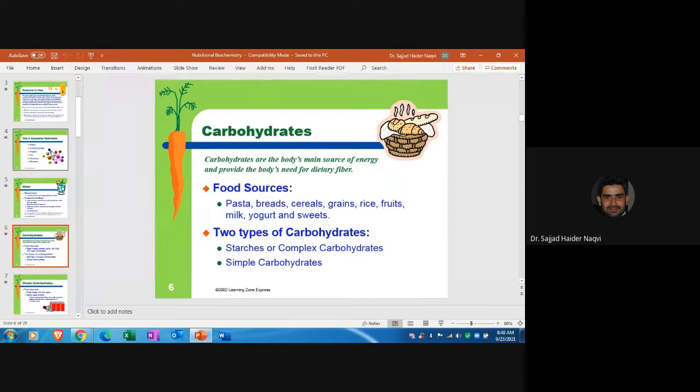The second group of nutrients that we're going to talk about is carbohydrates. You all have studied carbohydrates in 311, so I'm not going to go into much detail, but just quickly go through a few important points. We know that carbohydrates have two important things when it comes to food. Number one, carbohydrates are the main source of energy for our body. And secondly, carbohydrates are considered a staple food.